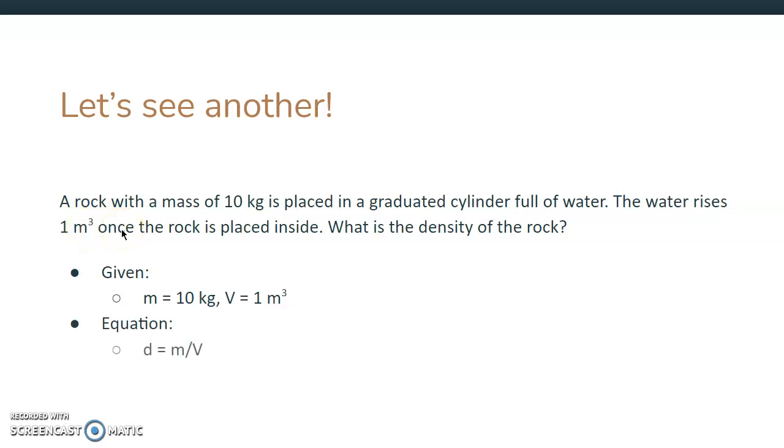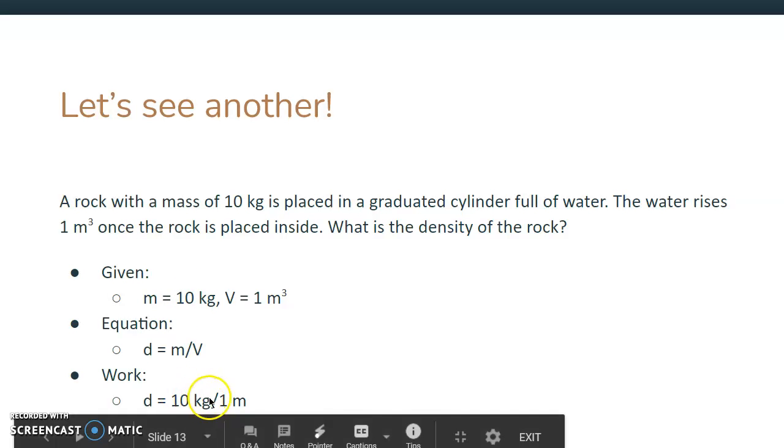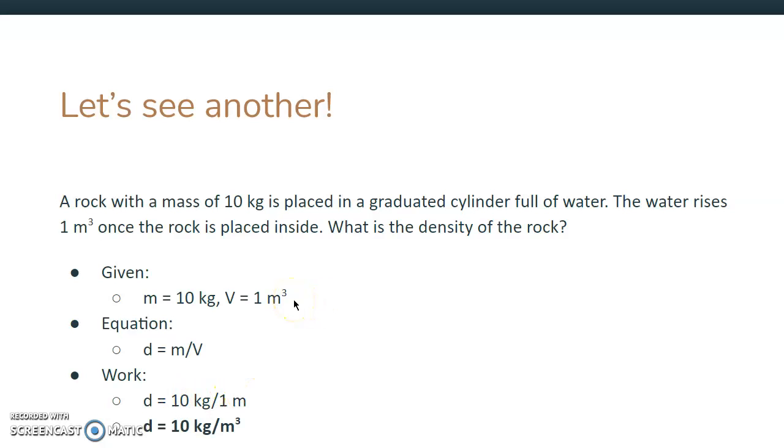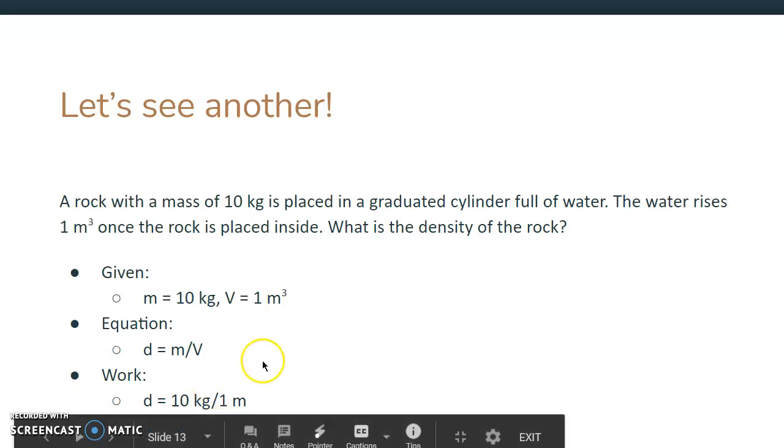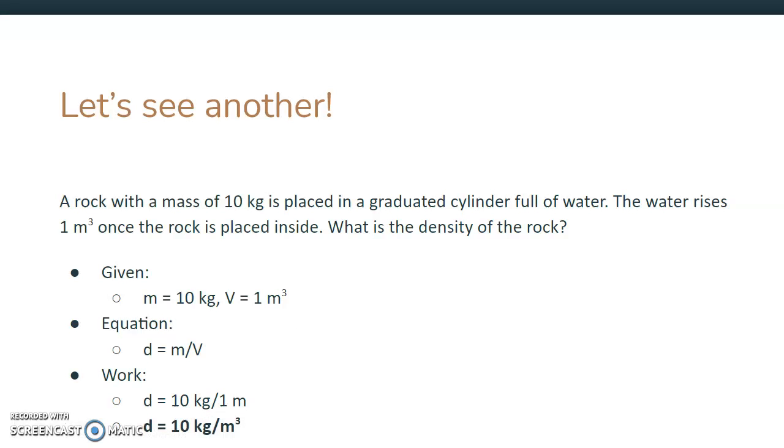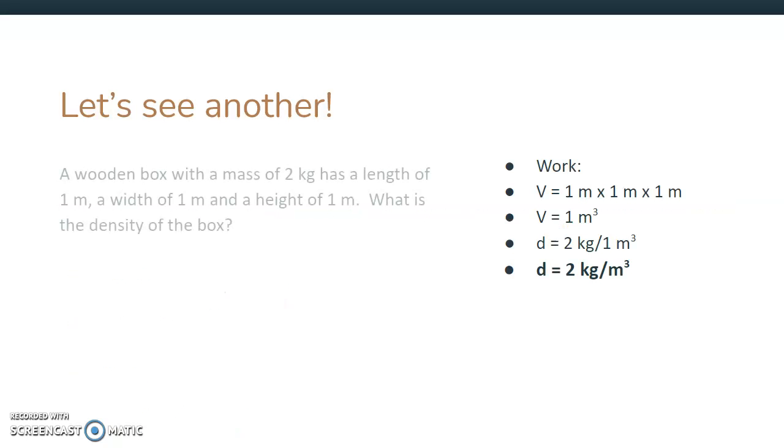So our equation, we're going to use the same equation. D is equal to M over V. And then we're just going to plug it in just like we did before. 10 kilograms over 1, this again should be meter cubed like this. Sorry about those things that are incorrect. And then we get 10 divided by 1, which is just 10 kilograms per meter cubed. All right, let's try one more.